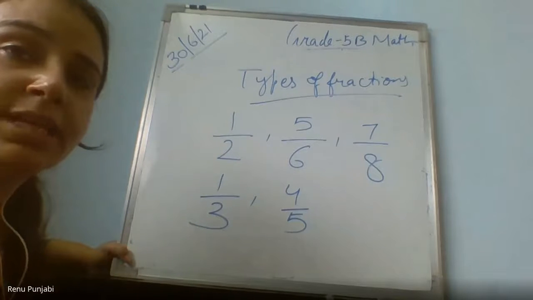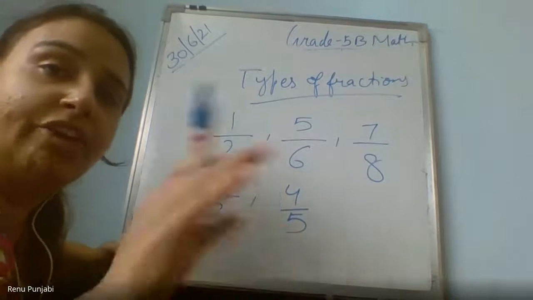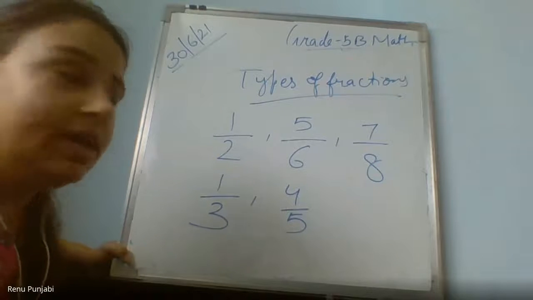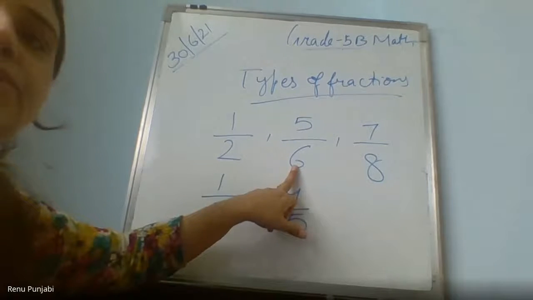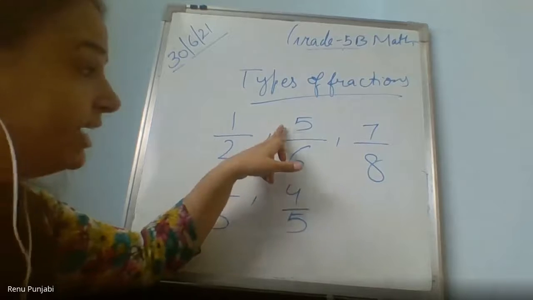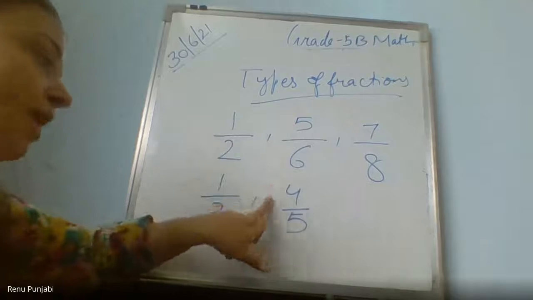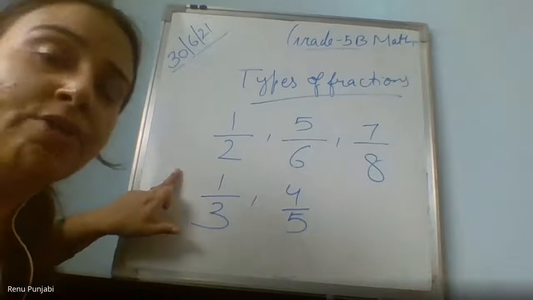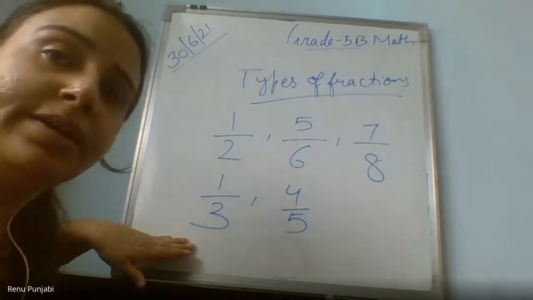Got it, Rudra? Nothing else to say. The way it is given, the way we have learned, we have to read it in this way. If you read the fraction 6/5, your answer will be wrong right there. The way it is given, 5/6, 7/8, 4/5, 1/3. What is on top comes first, what is at the bottom comes after. Got it, everyone?